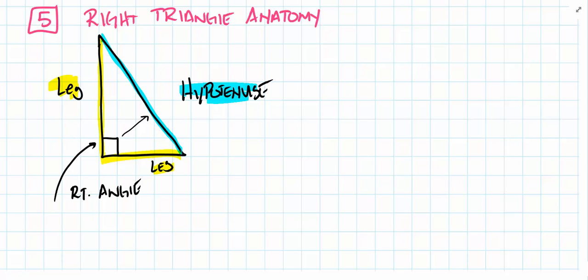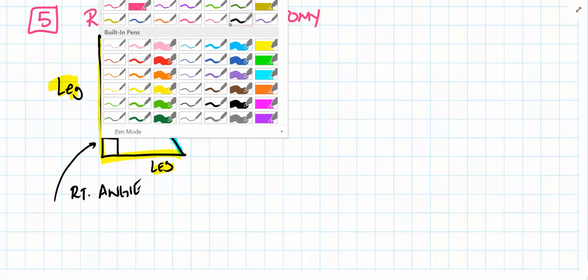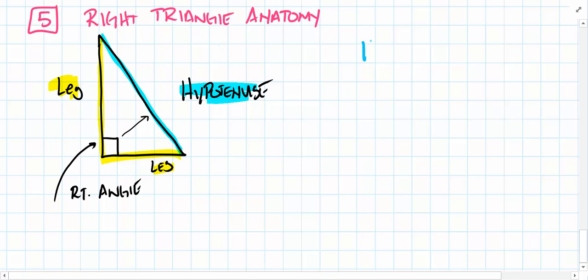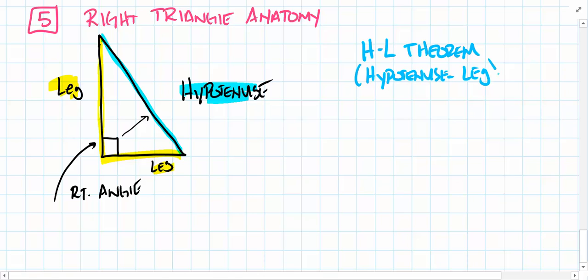Okay? There is something I'm going to show you now, called the HL theorem. HL theorem stands for hypotenuse leg. Yeah, we're not trying to be tricky here, right? We're not trying to be tricky with the way we name them. Like, I didn't call this the PR theorem. It stands for hypotenuse leg. It's HL, hypotenuse leg. Here's what it says. It's an if-then statement, and you can probably guess what it's going to be.